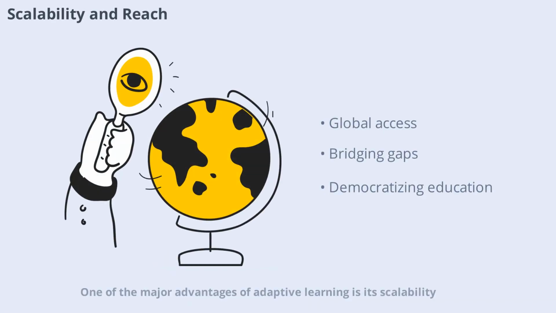One of the major advantages of adaptive learning is its scalability. Digital platforms can serve thousands or even millions of learners simultaneously, making high-quality education accessible to people around the world. This is especially important in regions with limited educational resources or teacher shortages. By leveraging technology, adaptive learning helps bridge gaps and democratize access to knowledge.